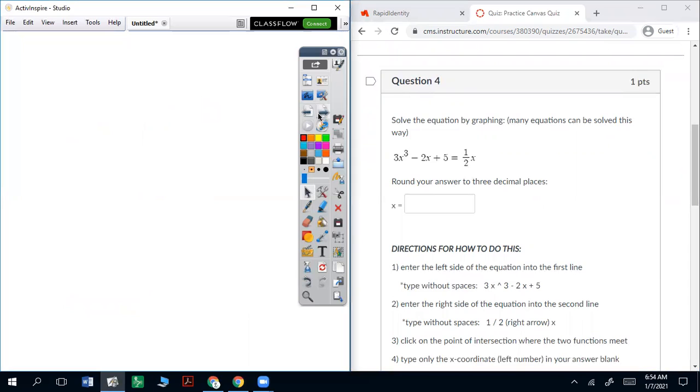Solve the equation by graphing. Many equations can be solved this way. So this equation, we don't have the methods to solve this by hand. In fact, I don't know how to solve this by hand. It's actually designed to be graphed and estimated.